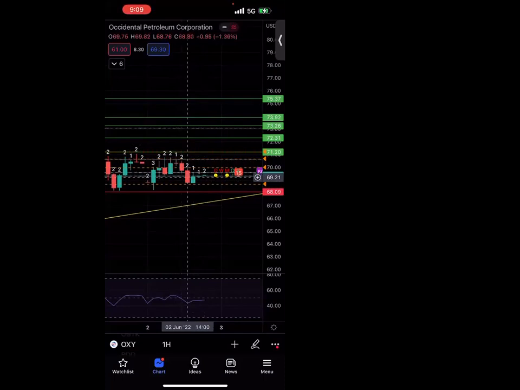The thing is, once you start learning about these candles and you start seeing the potential of the market, you see it at a support right here, and you're like, nah, I want to break it.